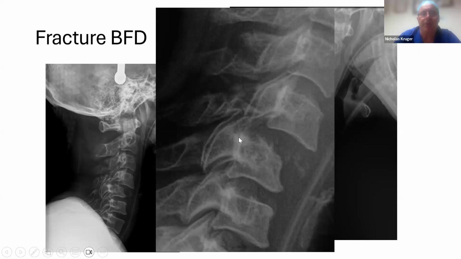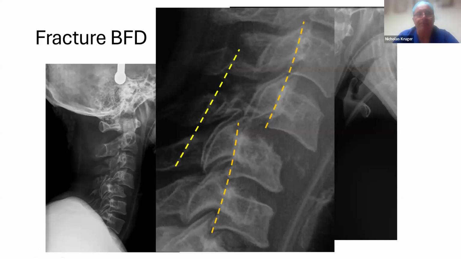And it's a bifacet because I can see these two facets are empty. There's no rotation. These cephalad ones with no rotation either. Okay, it's not a bow tie. So this is a fracture bifacet dislocation. Sorry, it just shows your spinolaminar line, which has got no step, but your posterior body line's got a step.